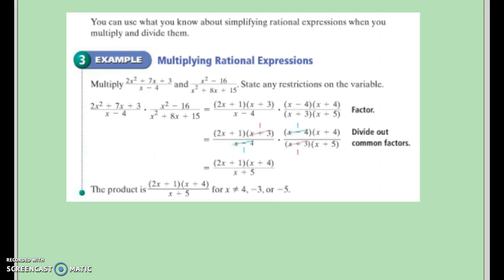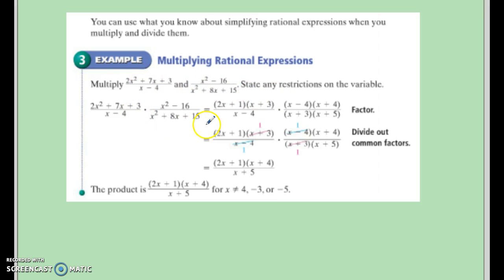So when we're multiplying and dividing, we have to take what we've done with simplifying and add that in. So I'm asked to multiply this (2x² + 7x + 3)/(x − 4) and (x² − 16)/(x² + 8x + 15), and then state any restrictions.